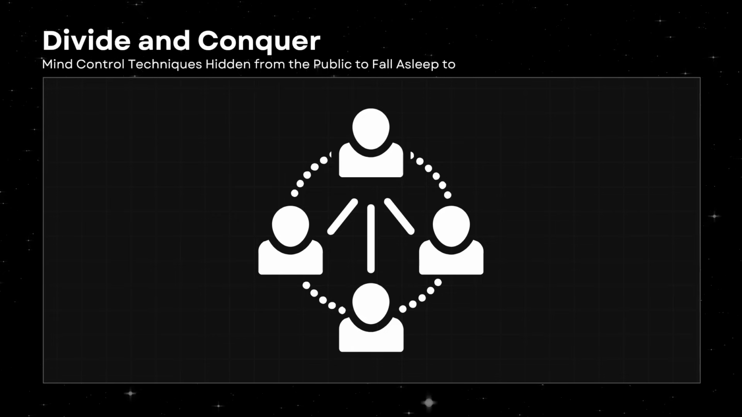A hiring policy that favors one school over others. A news feed that skips certain voices. A social rule that says, don't talk about that here. The lines form, people stay in place. The system moves forward. At the center of divide and conquer is fear.